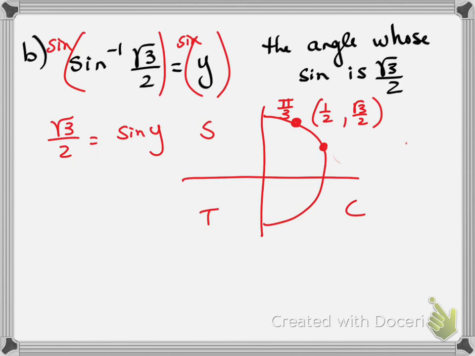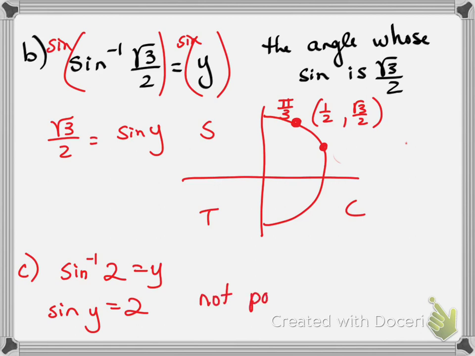Last one. So I'm looking for the angle whose sine is 2. When you look on your unit circle, there are no sine values of 2. Sine only goes up to 1 on the unit circle. This is not possible. 2 is not between negative 1 and 1. Okay, we're going to stop here.